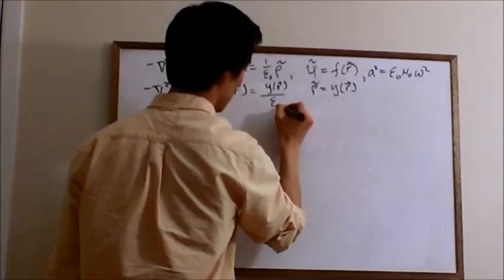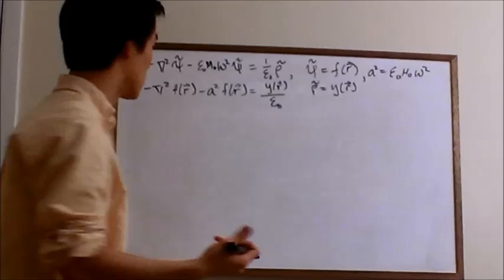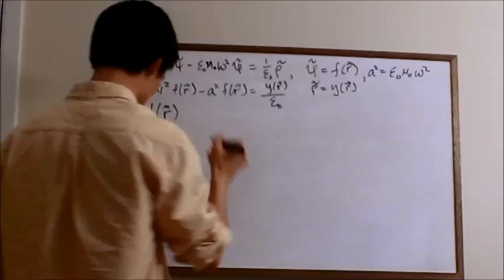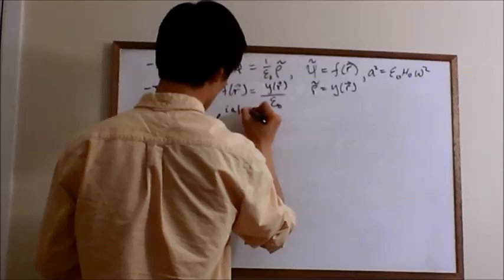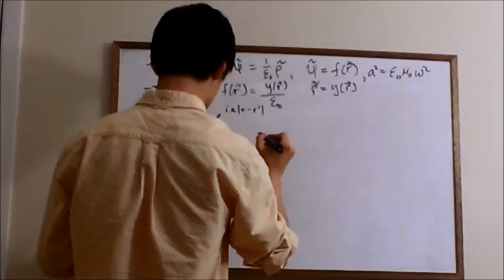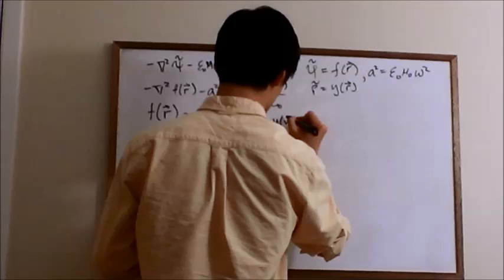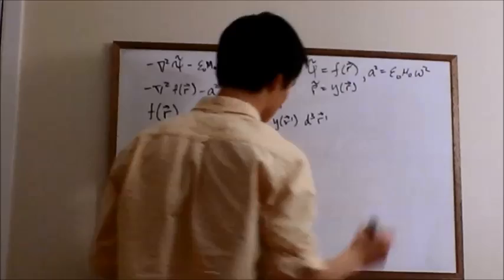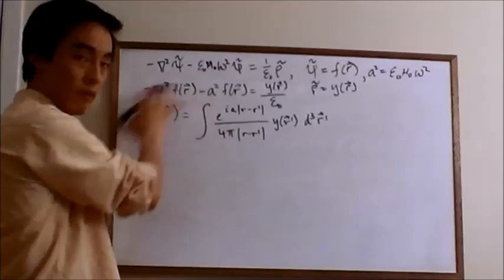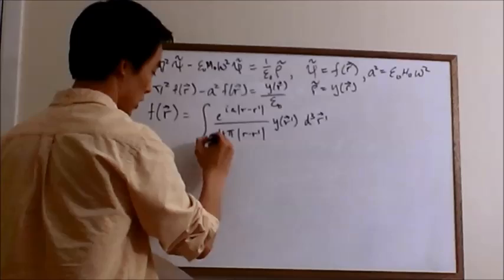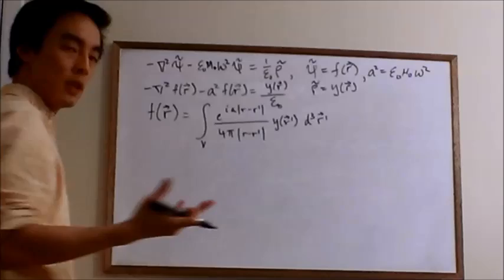And this is a very familiar looking equation. We know that an equation like this has a solution of the form, which merely means that we integrate this over the entire volume of this function. Sometimes it's a sphere, sometimes it's a cube. Let's just call it volume V for now. So if we just substitute everything back into here, let's see what we get.